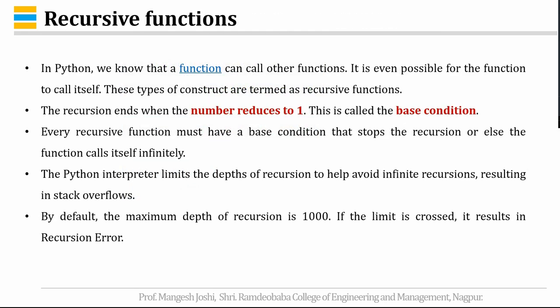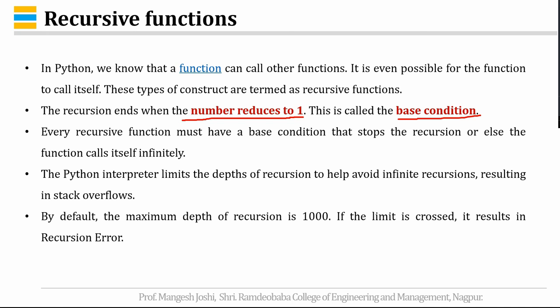Now the next is recursive function. In Python, we know that a function can call other functions. It is even possible for a function to call itself. Such an arrangement is called a recursive function. Recursive functions end when the number reduces to 1. This is called the base condition. So you must specify a base condition for recursive functions.